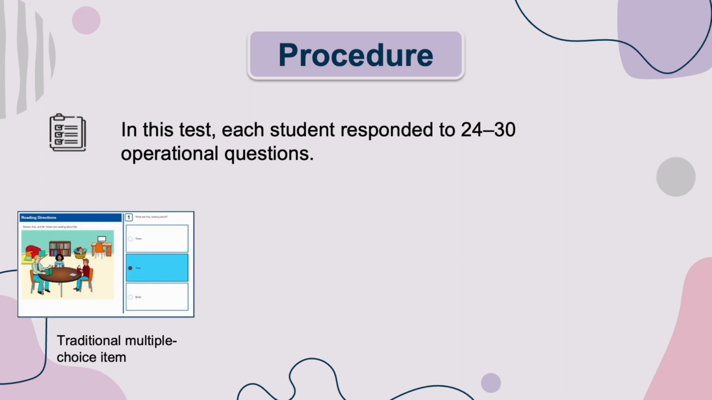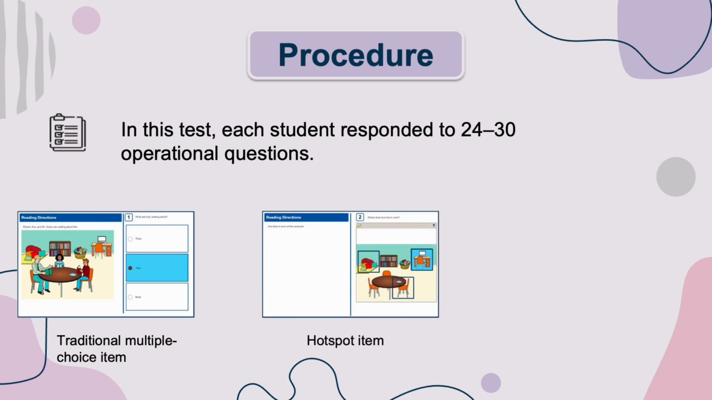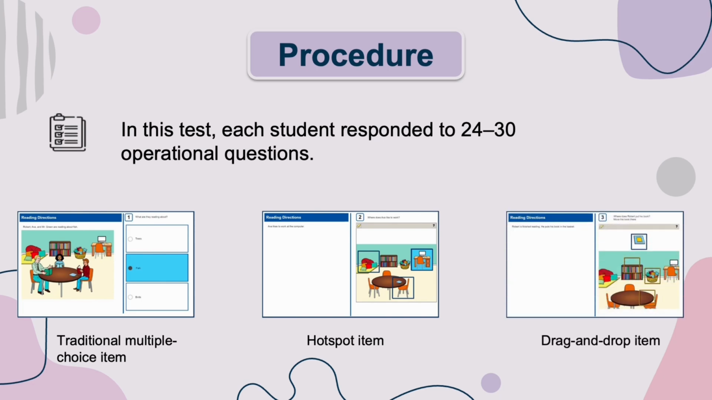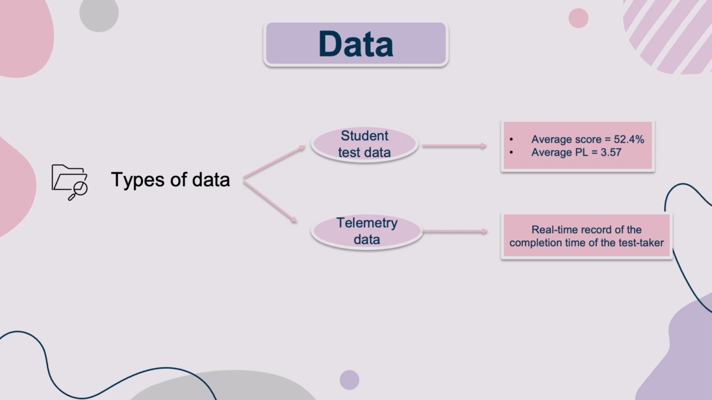The first is the traditional multiple choice item, as shown below, where students need to choose the correct answer based on the sentence and the picture presentation. The second is a hotspot item, which is similar to the multiple choice item, but the options and the distractors are presented in picture form. The last one is a drag and drop item, which requires students to drag the image or text to the correct location. Next, I will discuss the 2 types of data, student test data and telemetry data.